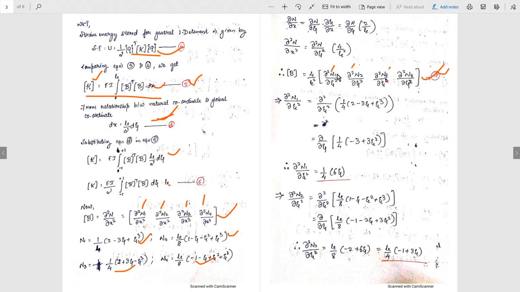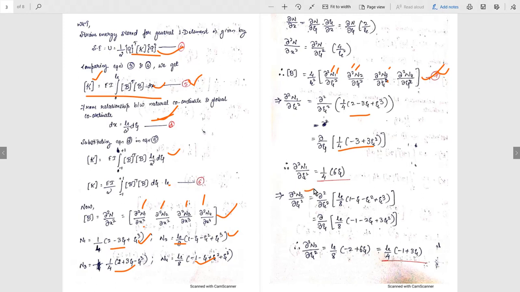Now we have to obtain the values for these by differentiating twice each of the N1, N2, N3 and N4 terms. So individually, one by one, we have to do it. So this is the expression N1. Differentiate it with respect to xi once, you'll get this. 1 by 4 as it is. Differentiation of 2 is 0. Then minus 3 xi, it is minus 3. Then 3 xi square. Again differentiate this with respect to xi, you will get 6 xi by 4. Yes, dou square N1 by dou xi square.